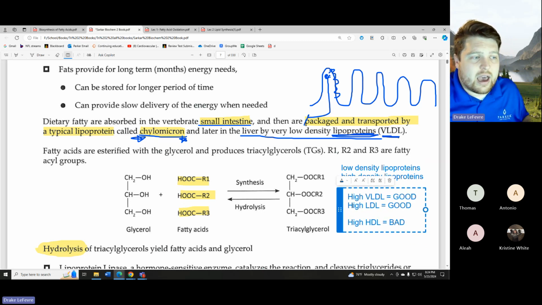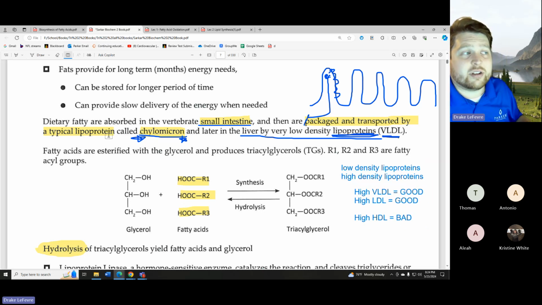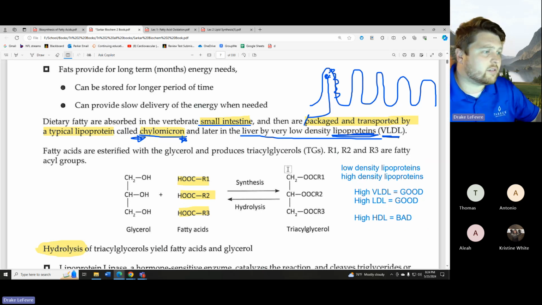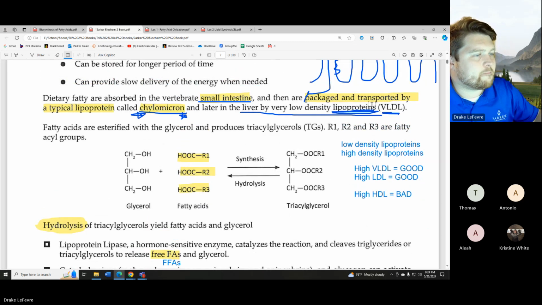So if you have high LDL, that's good. High HDL, that's bad. That means you have too much fat within your blood, and you're at risk for those other diseases that we talked about. Because when there's a lot more fat in the bloodstream, you're more at risk for atherosclerosis, obesity, all that kind of stuff. And that'll be when we get to the cholesterol stuff.